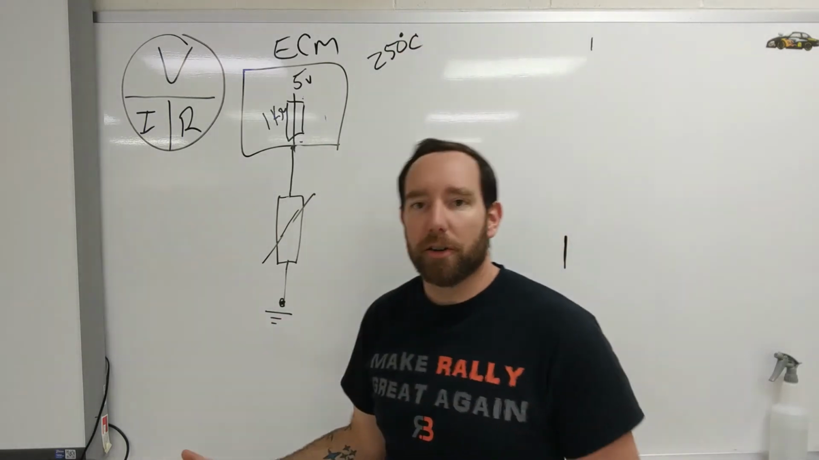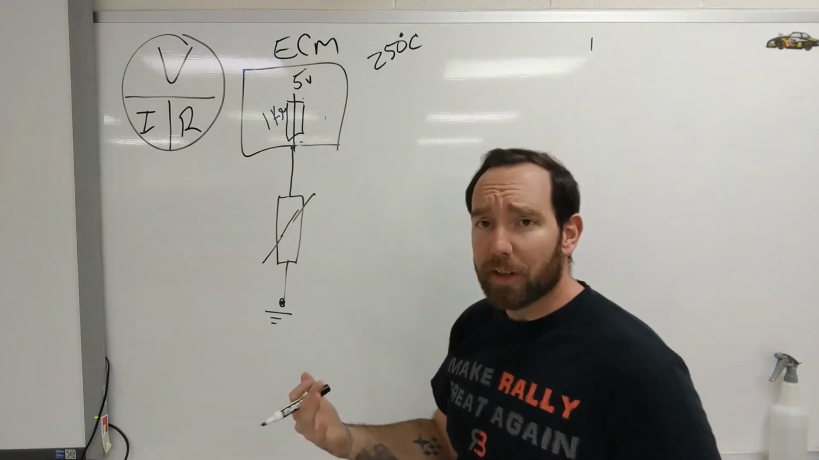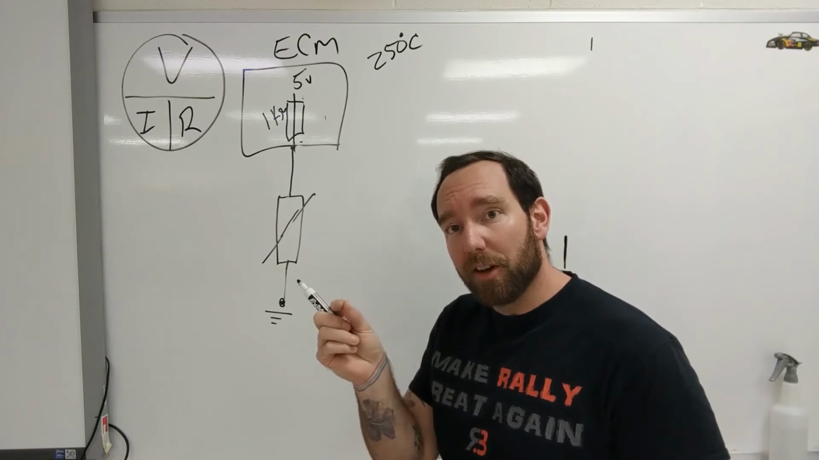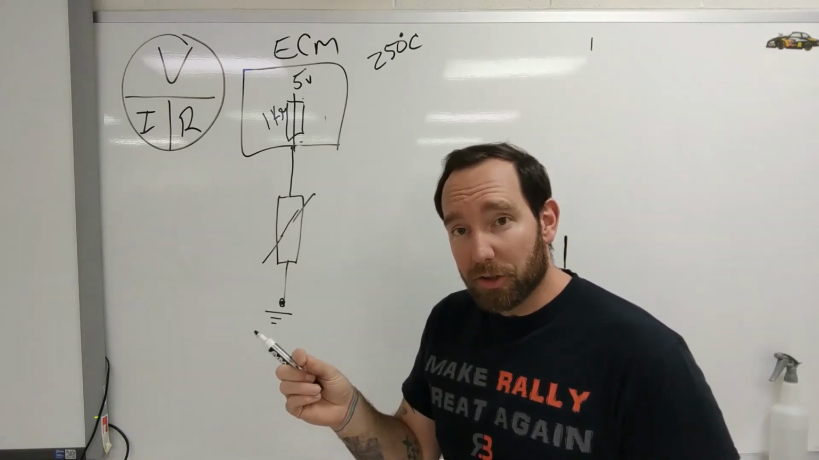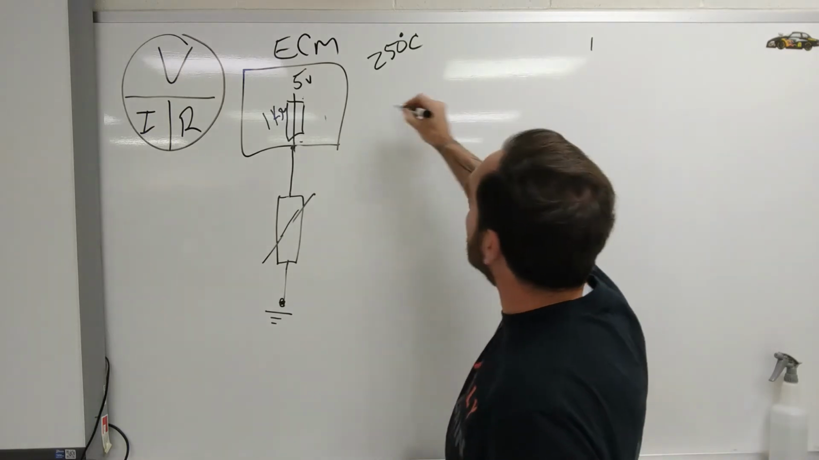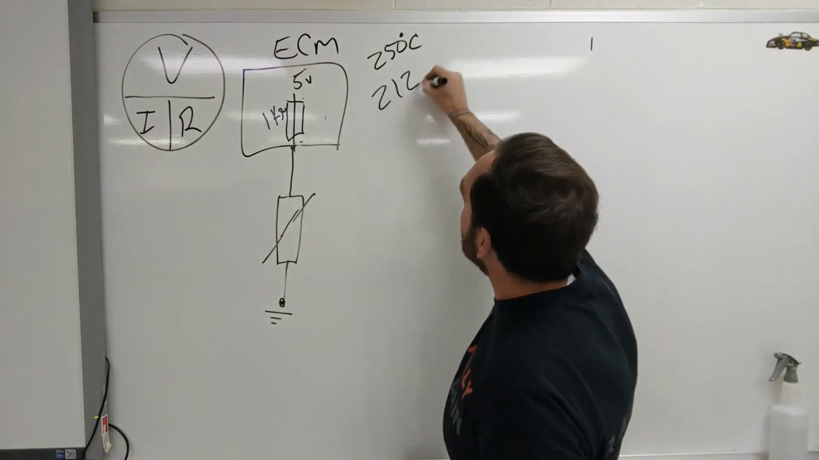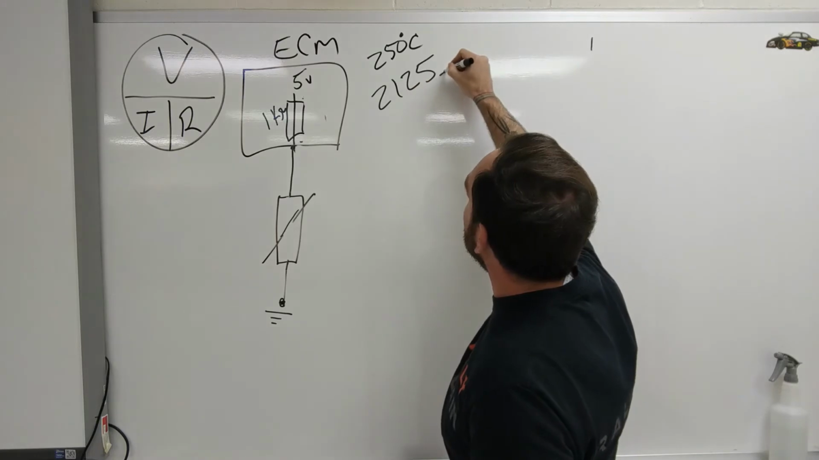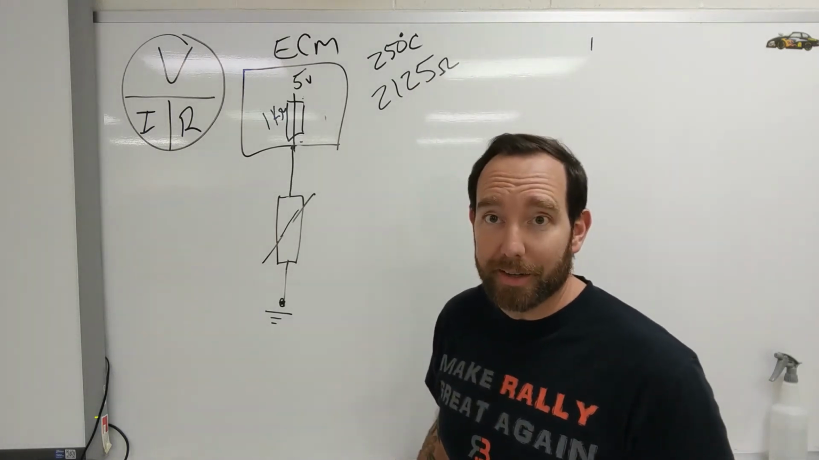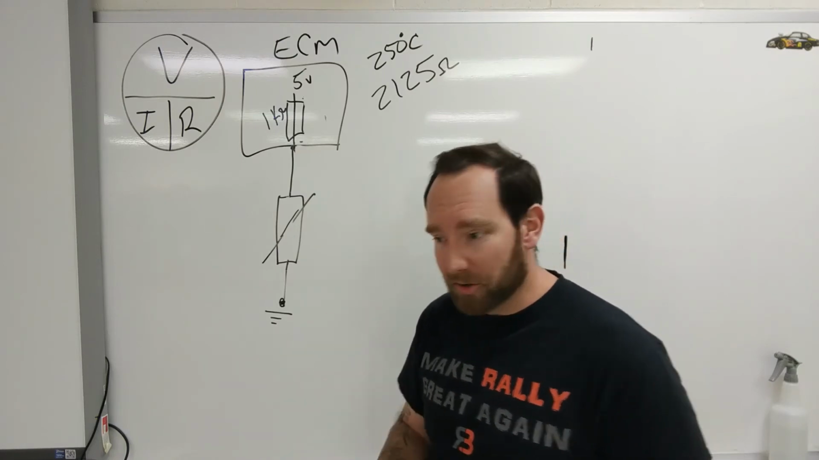Now there was a chart on your lesson that told you a certain value. With that, you had to move the little scale and essentially simulate 250 degrees. And that gave you a value, and that value was 2,125 ohms of resistance at 250 degrees, okay? So we needed that first.